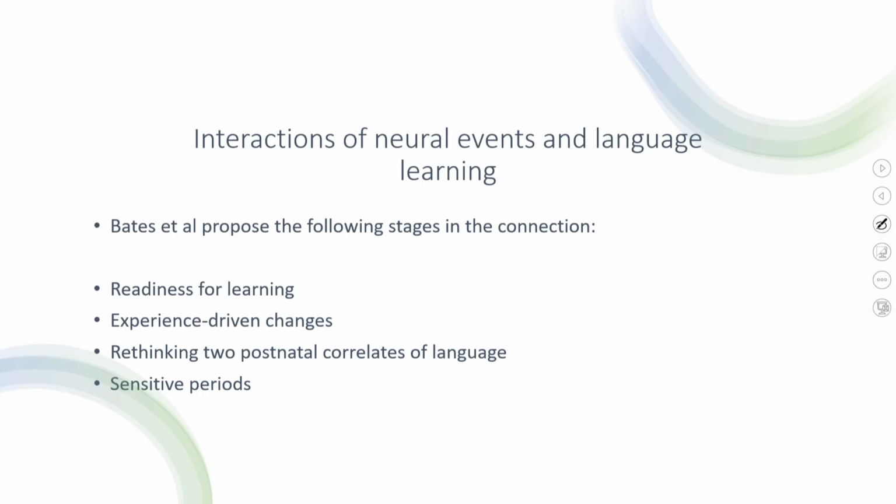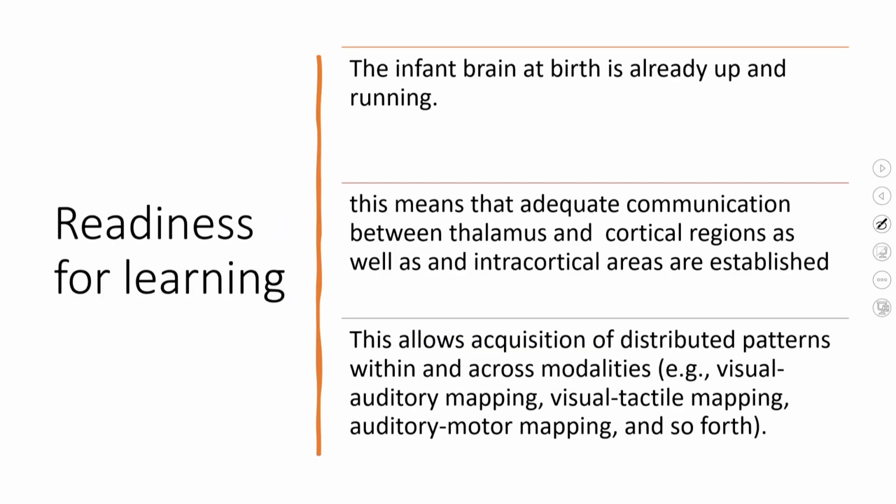This has also been studied in terms of the correlation or co-occurrence of higher metabolism, reflecting higher synaptogenesis, with language related developments. So, based on this kind of findings, Bates et al. proposed a four layered connection between neural events and language learning. They call it readiness for learning, experience driven changes, rethinking of two postnatal correlates of language, and the sensitive period.